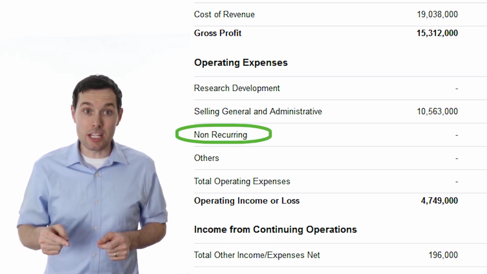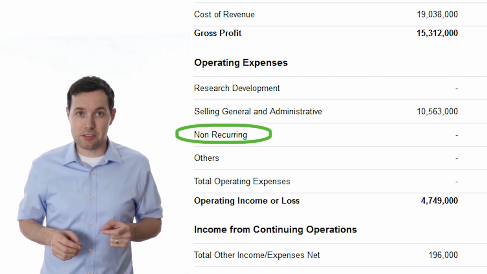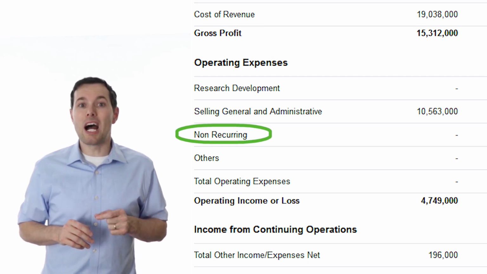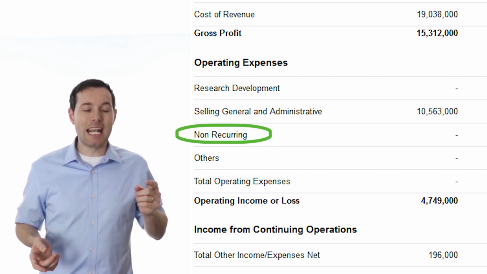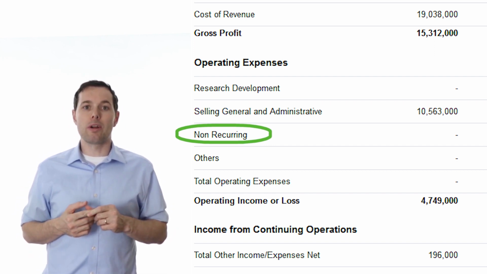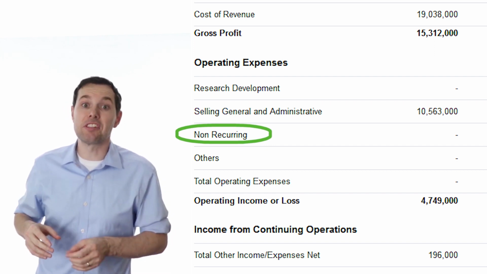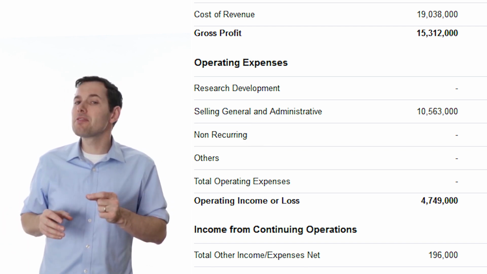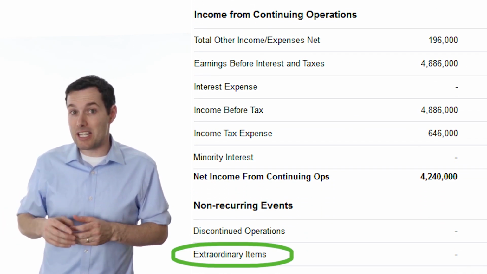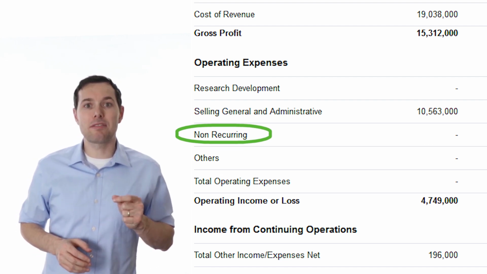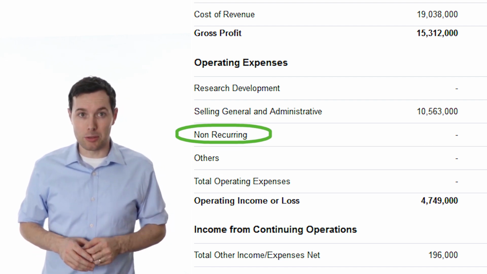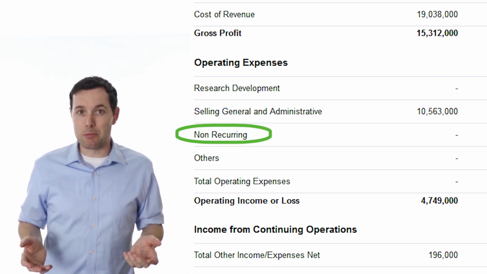Nike is showing nothing here for non-recurring expenses. Non-recurring items would be items that are not expected to continue to happen. It might be something like an asset impairment, or if a business or part of a business is sold, or something like that. This is very similar to extraordinary items down here. If there was a non-recurring item, then Nike would have to disclose what it is in the footnotes. In our case, it doesn't matter much.